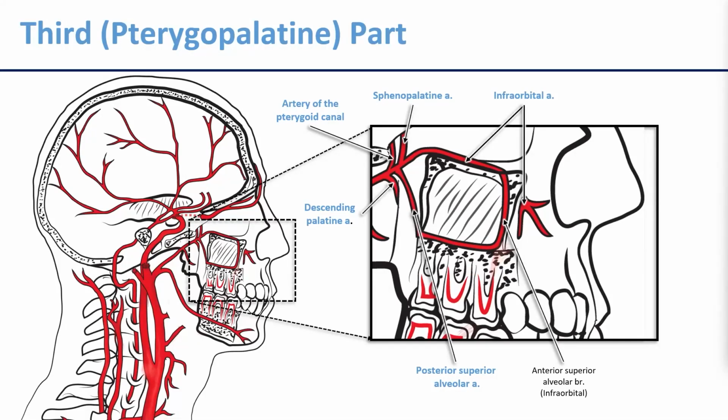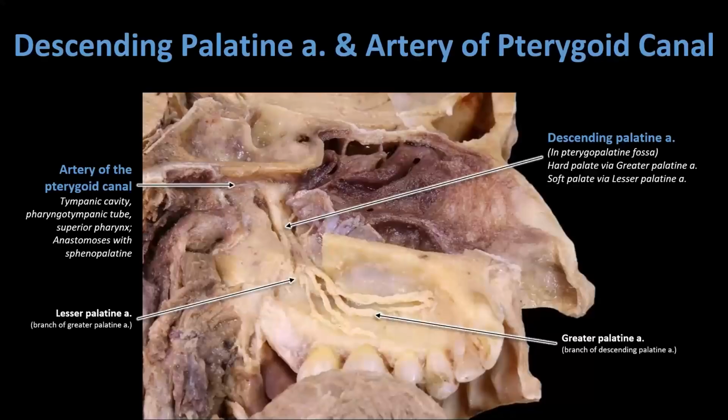All right, so now let's take a look at where these branches are headed, because we really only see their origins here. So the descending palatine artery is by now an old friend of ours. It descends through the greater palatine canal, and then it splits into the greater palatine and lesser palatine arteries. And those will pass through foramina of the same name. Remember, greater will go to the hard palate and lesser will go to the soft palate.